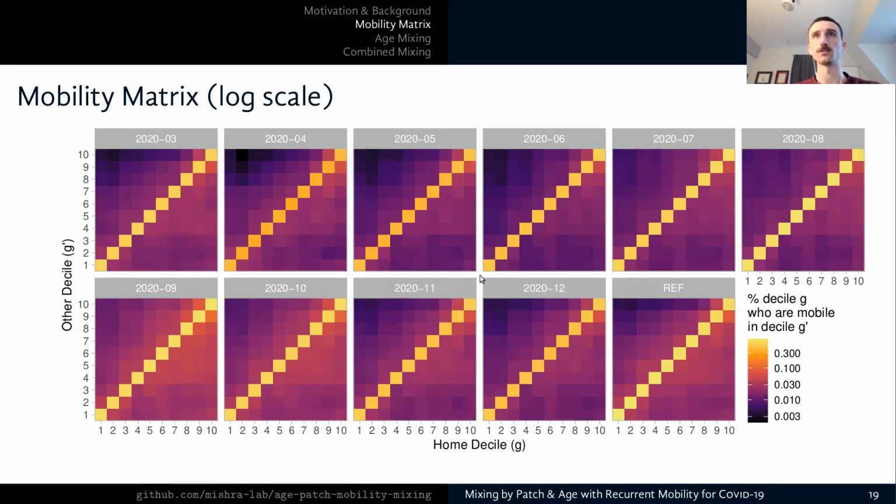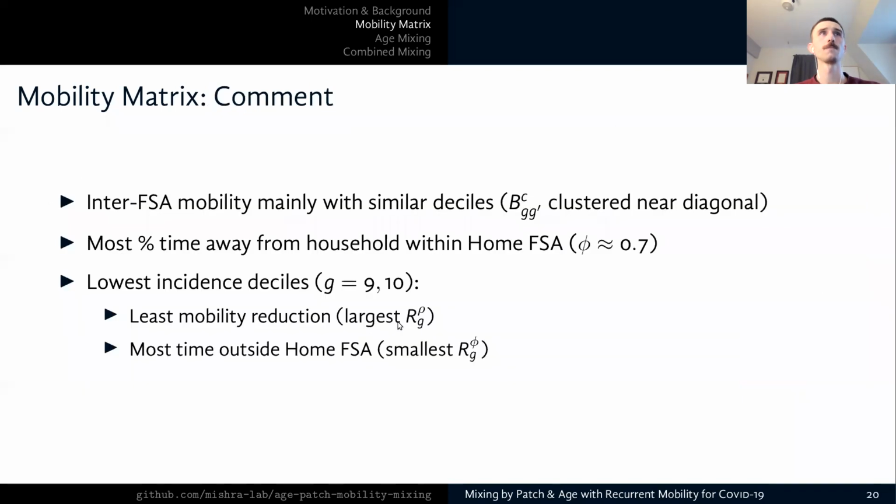Just to illustrate, those patterns are still hidden within the background. Basically, on log scale, you can see them a little bit better. So to summarize, the mobility is still mainly within my home decile, as I just mentioned. Most of the time away from home is still within my home neighborhood.